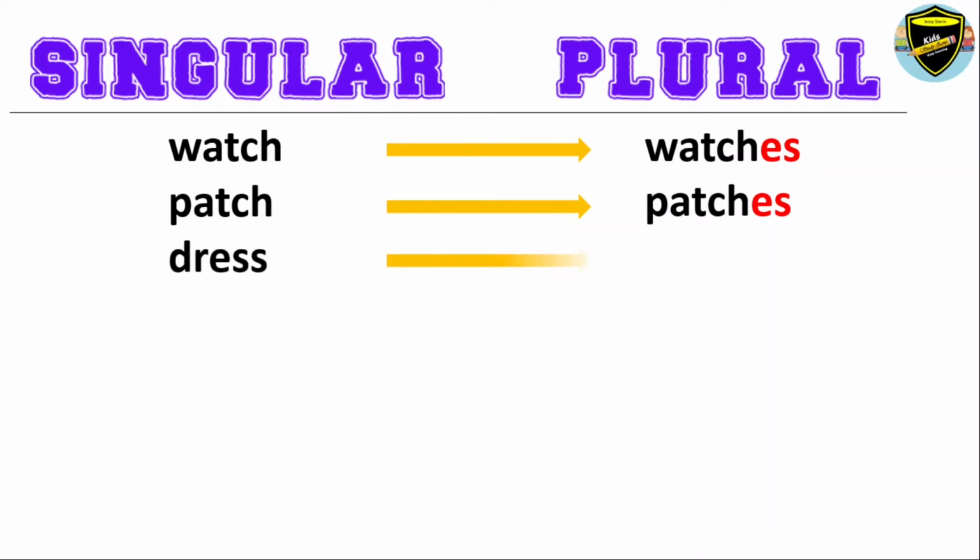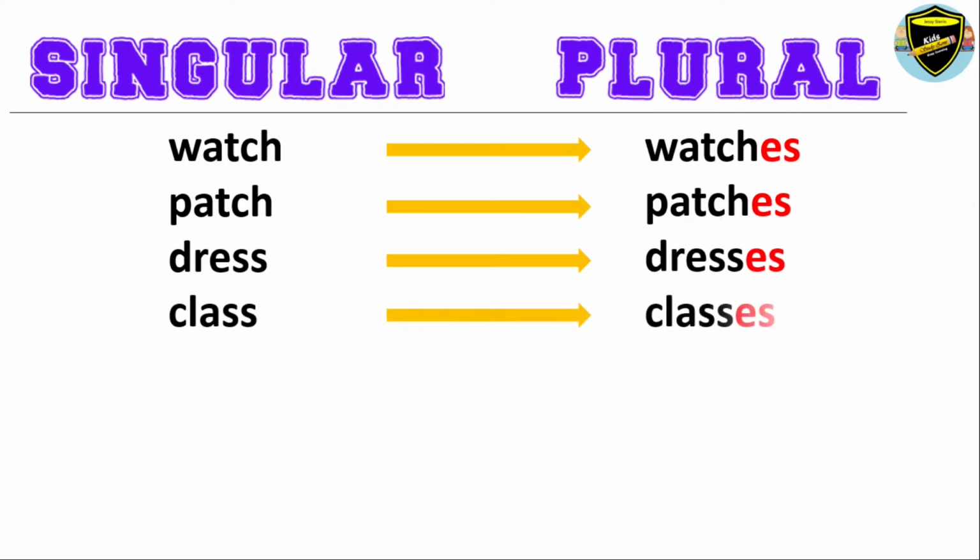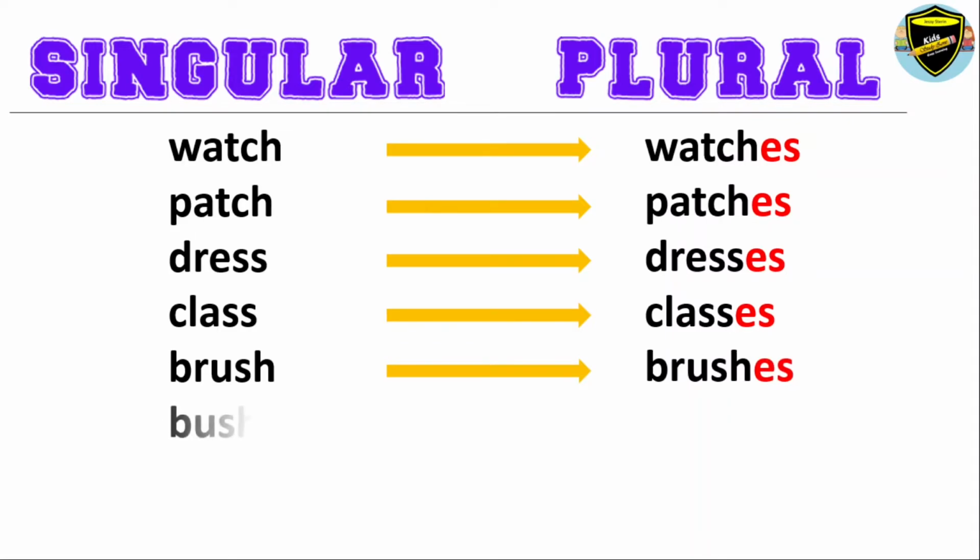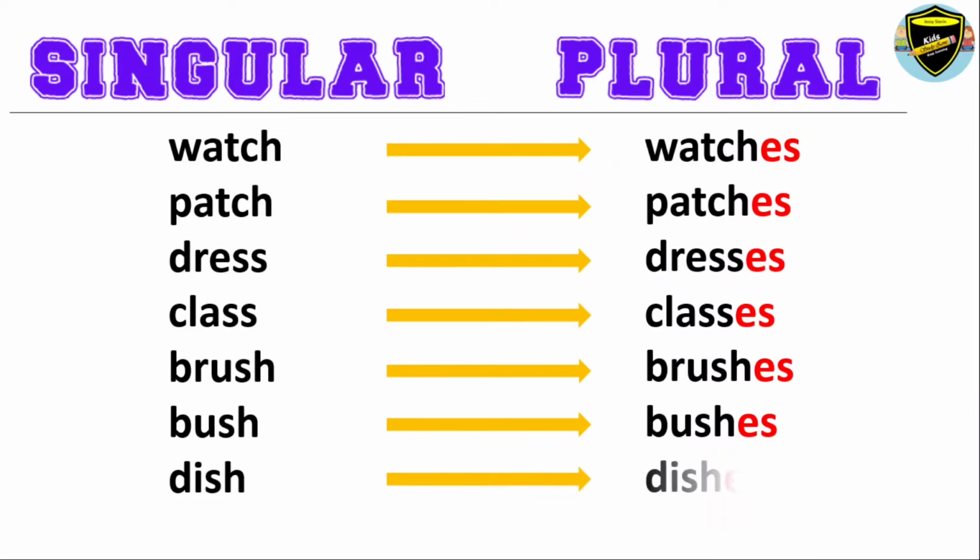Dress will become dresses. Class will become classes. Brush by adding es to it becomes brushes. Bush becomes bushes. Dish will become dishes.